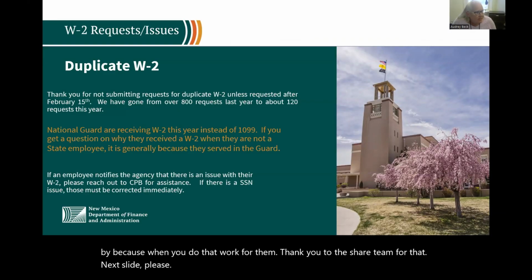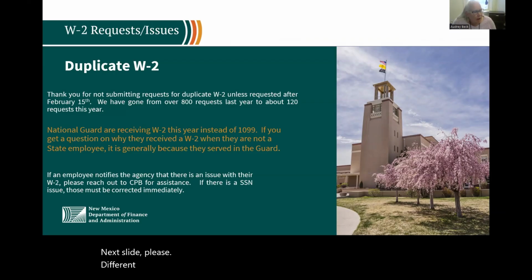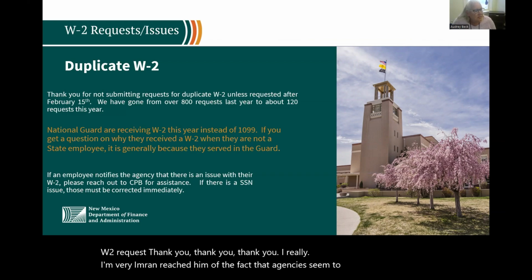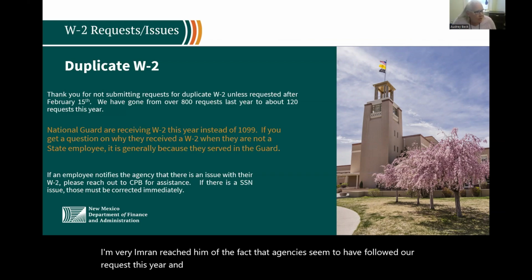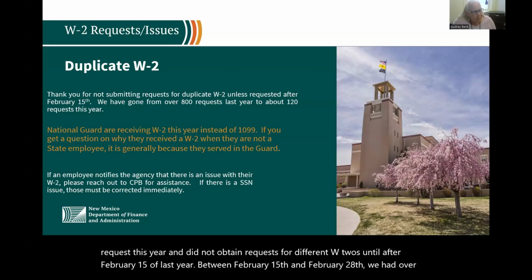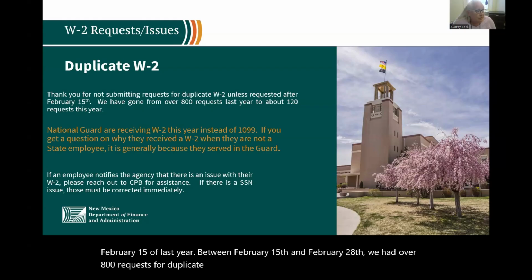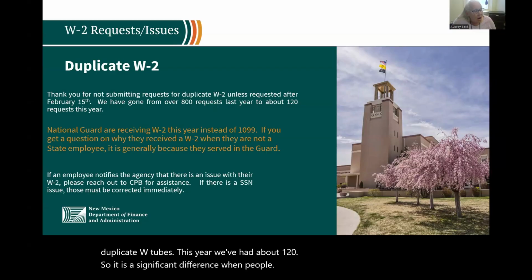Duplicate W-2 request. Thank you, thank you, thank you. I really am very appreciative of the fact that agencies seem to have followed our request this year and did not take requests for duplicate W-2s until after February 15th. Last year, between February 15th and February 28th, we had over 800 requests for duplicate W-2s. This year, we've had about 120. So it is a significant difference when people are asked to simply wait to make sure they get it in the mail before they request that duplicate.